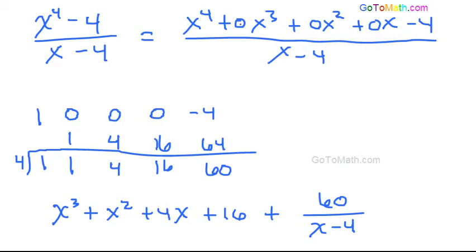This just helps me kind of look at what we're doing here. So we have a 1, a 0, 0, 0, negative 4. Right. Bring the 1 down. 4 times 1 is... what? 4 times 1 is 4.